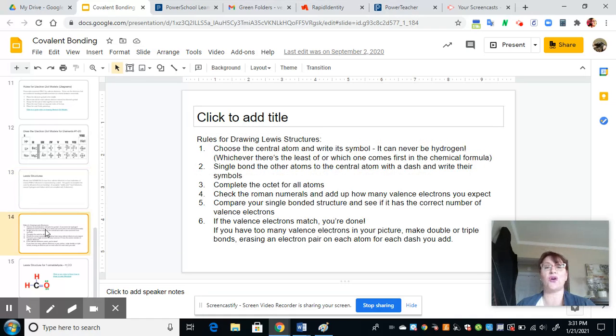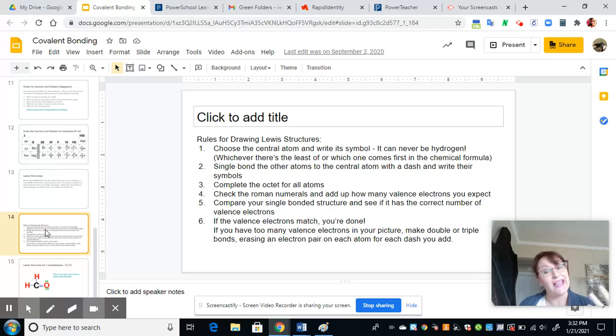So there are some rules for drawing a Lewis structure. Rule number 1, you want to choose the central atom. That's either going to be the first atom in the chemical formula or whichever one you have the least of, and it can never be hydrogen. Number 2, you're going to single bond all of your atoms together. And to draw a single bond, you just make a dash. You can do it on the top, the right, the left, or the bottom. And that dash represents 2 electrons. It's a pair of electrons that's being shared. And once you have everything single bonded, you just add in the rest of the dots to complete the octet for all of your atoms.